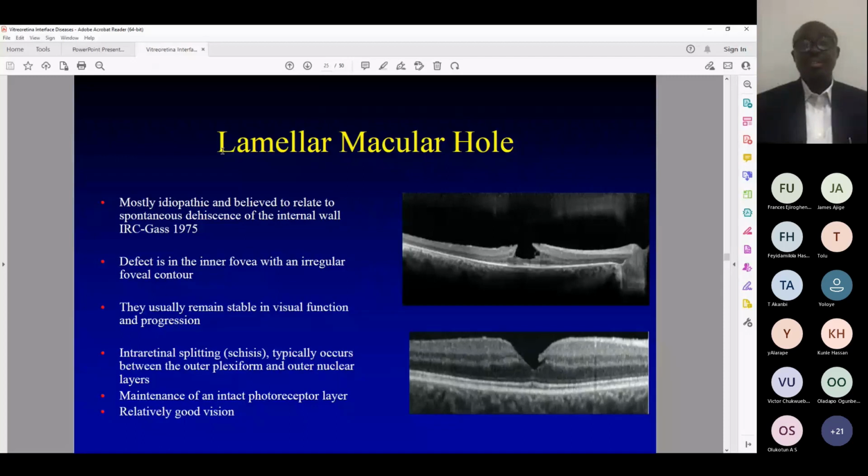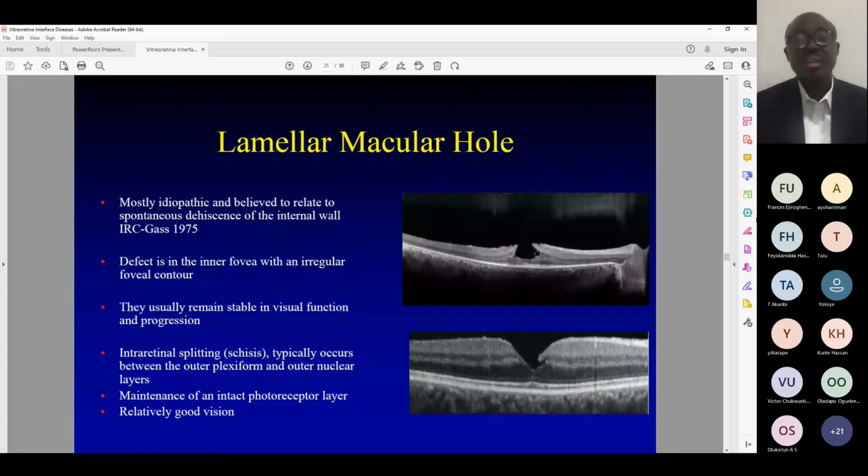Sometimes the confusion arises when you look at a case clinically and then you ask yourself, is it a lamellar hole or is it an epiretinal membrane pseudohole? We're going to look at that. So now let's look at the lamellar hole. These are mostly idiopathic and believed to relate to spontaneous dehiscence of the internal wall of intraretinal cysts. This was proposed all the way back in 1975 by Gass, when he looked at cystoid macular edema complicating cataract surgery, what we commonly call Gass syndrome. They noticed that in some of them, they go further to form a lamellar hole. The conclusion at the time is that the internal wall of these cystic changes actually breaks down and leads to a lamellar hole formation.